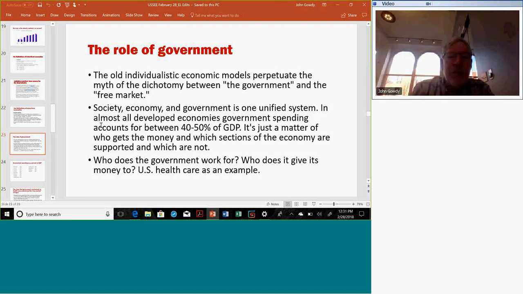for a large share of the economy. If you're spending, for example, the U.S. government spends directly more per capita on health care than any other country in the world, yet we have worse results. It's a matter of where the money goes, where the subsidy goes, and so on. Education and law.